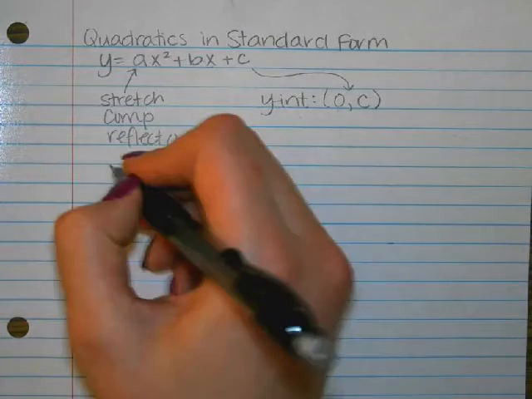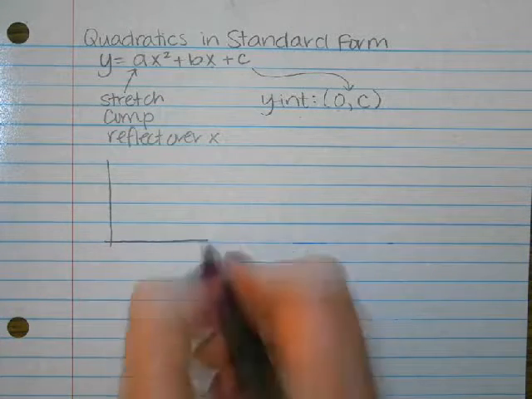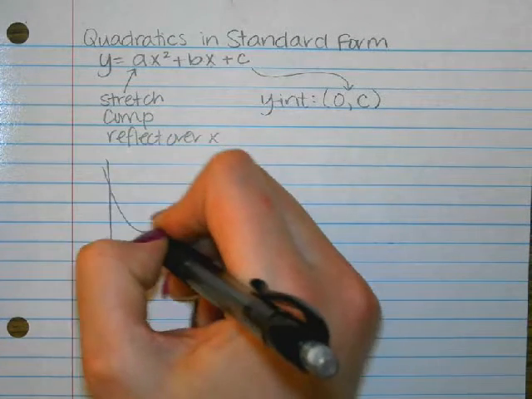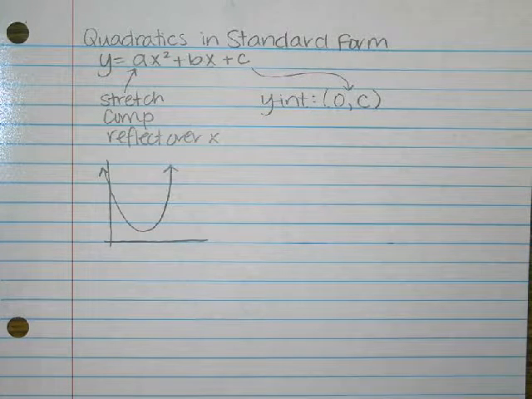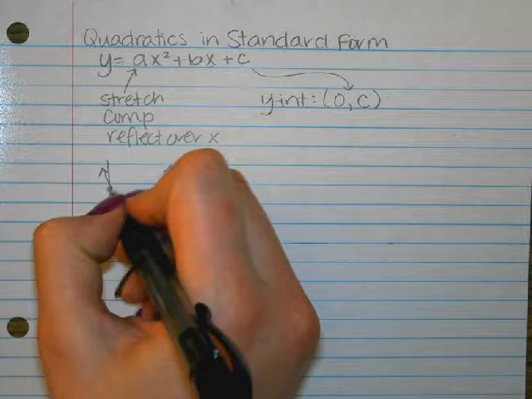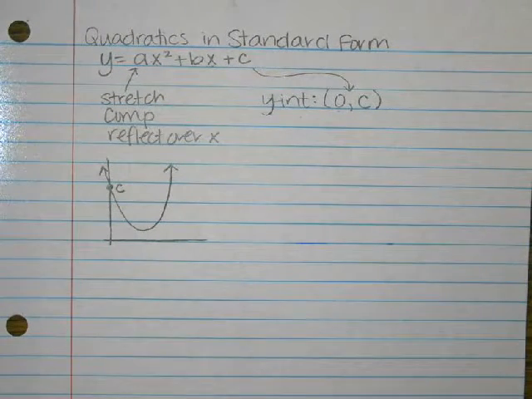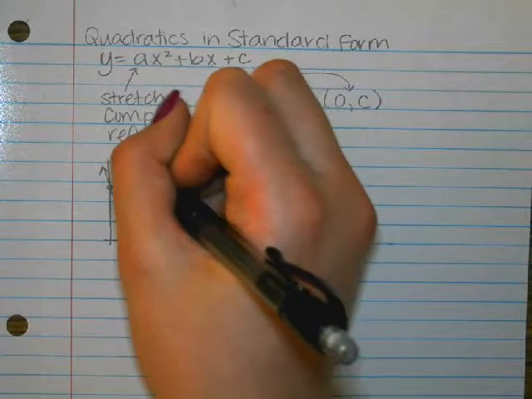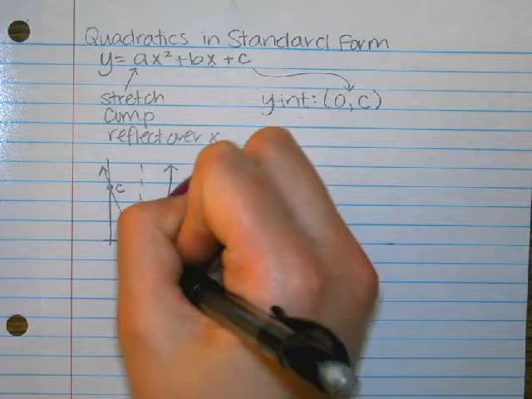All right, so if we look at a picture, here's a parabola. We're going to say that the y-intercept right there is c. And we've got the axis of symmetry that goes down the middle.